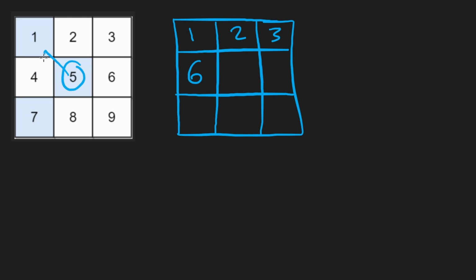For 5, this is our choice and this is our other choice. And then we put a 6 over here. For 6, this is our choice and this is our choice. We put a 7 here. I'll quickly fill out the bottom row because it's not going to take too much time.